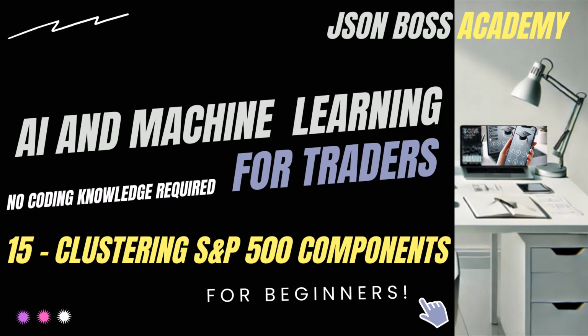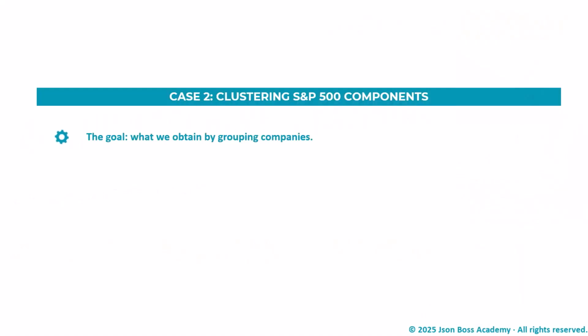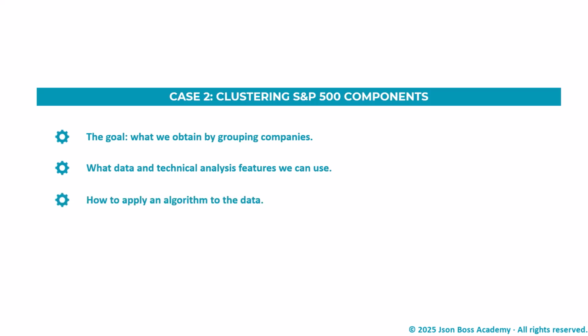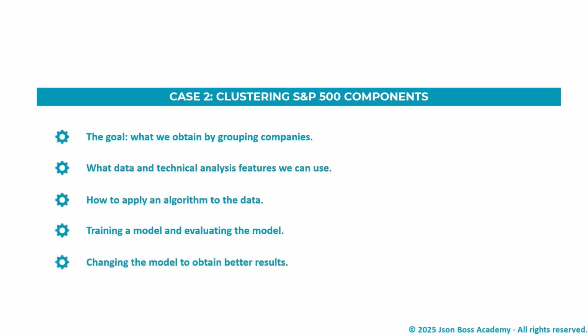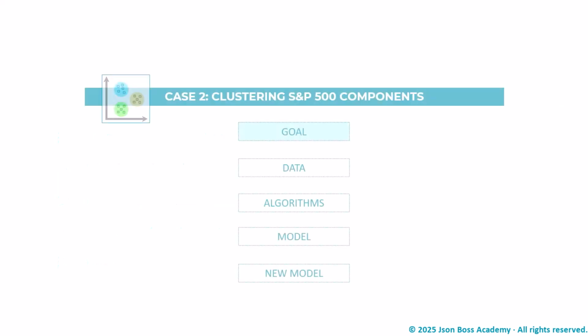In this video, we will discuss a practical case, clustering S&P 500 components. We will see the goal, understanding what we obtain by grouping companies. We will explore what data and technical analysis features we can use and learn how to apply an algorithm to the data. Then, we will train a model and evaluate it, and finally we will modify the model to obtain better results. First, the goal.